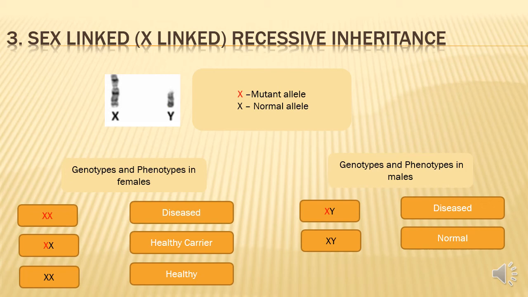In females, presence of one X chromosome with a mutant allele will not cause the disease because the normal allele on the other chromosome will be dominant over the mutant allele. But in males, presence of a single X chromosome with a mutant allele is sufficient to cause the disease because there is no normal allele on the Y chromosome to dominate the mutant allele on the X chromosome.